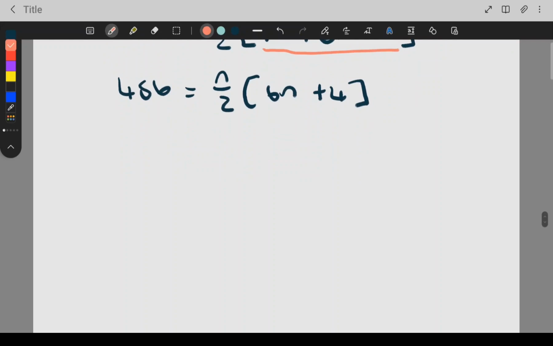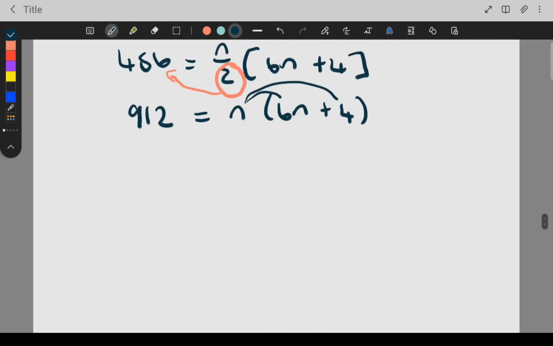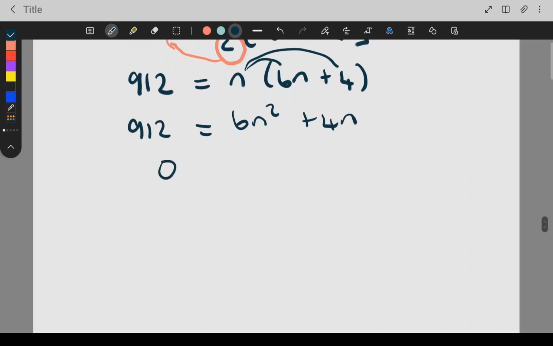Now, I'm going to get rid of this 2 over here. So I'm going to multiply my left-hand side by 2. If I multiply 456 times 2, I get 912. So I'm going to have 912 equals n times 6n plus 4. Then I'm going to remove the brackets, so I have 912 equals 6n squared plus 4n. And I'm going to put this in standard form, equal to 0. So I'm going to have 6n squared plus 4n minus 912.